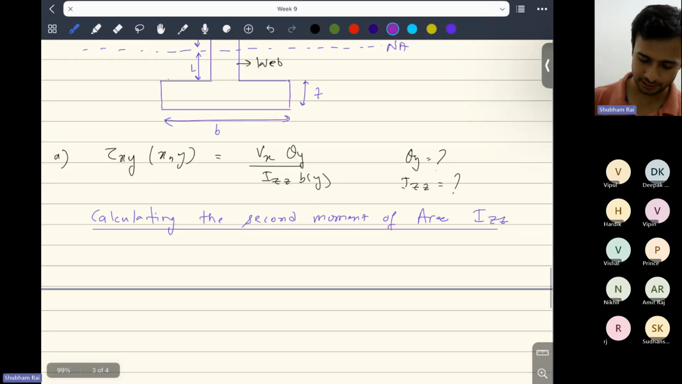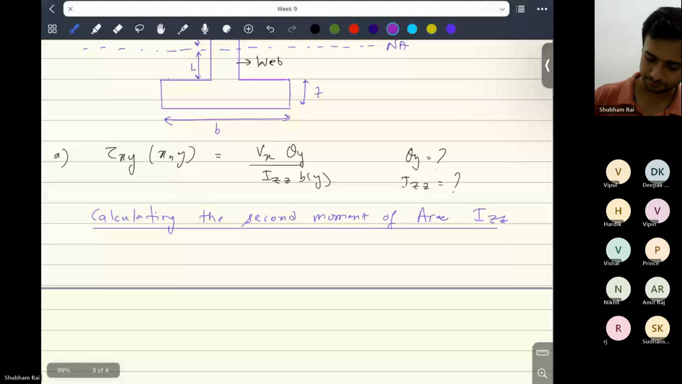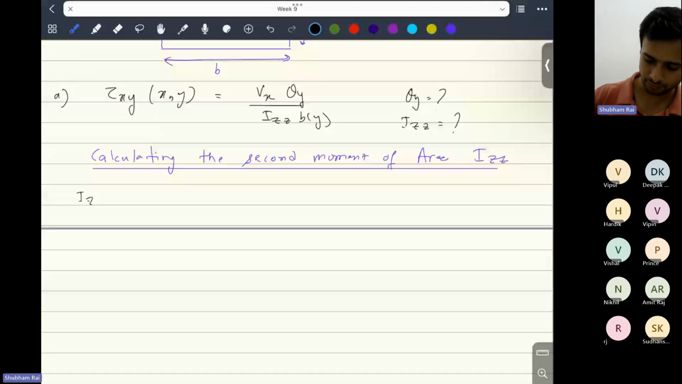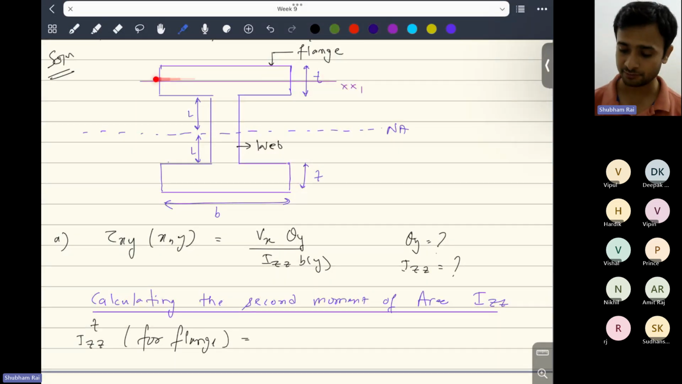Let's calculate IZZ. Firstly, I'm calculating IZZ for the flange, and then I'll calculate IZZ for the full web, and then add both of them. So IZZ for the flange about this neutral axis will be, let me write, IZZ for this T. I'm writing T to mean flange. If we find the IZZ of this flange about its centroidal axis, and then apply the parallel axis theorem, we transport this from here to this axis.